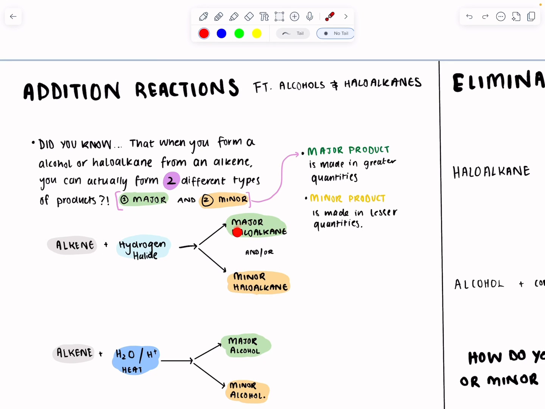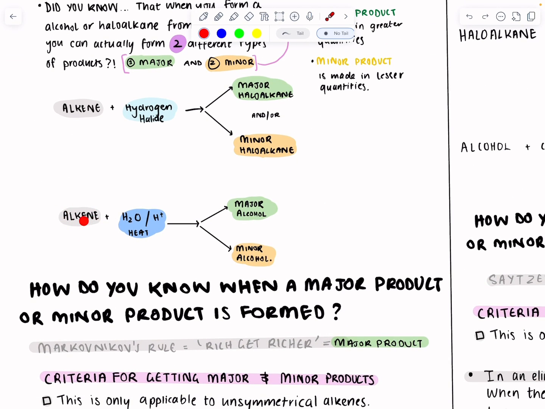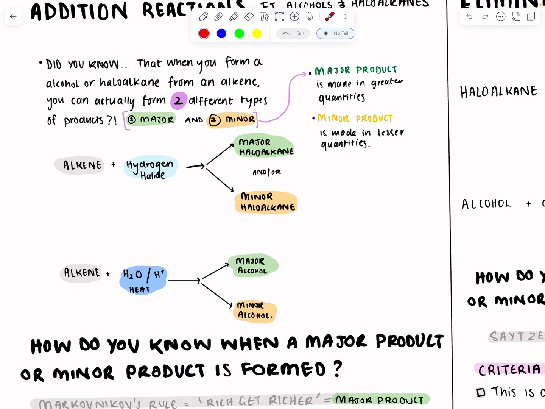You get a major product and a minor product. A major product is basically something that is made in greater quantities, and a minor product is made in lesser quantities. So both can be made, but one is made in more quantities than the other. When you react an alkene with H2O, H+, and heat, you will get a major product of an alcohol and a minor product of an alcohol. And so these are the 2 addition reactions you need to focus on in terms of the production of major and minor products.